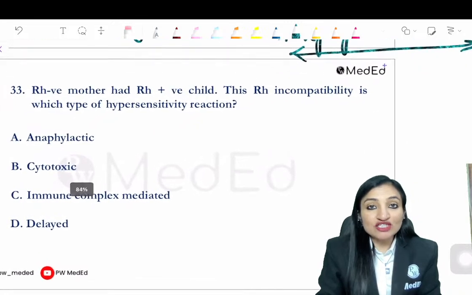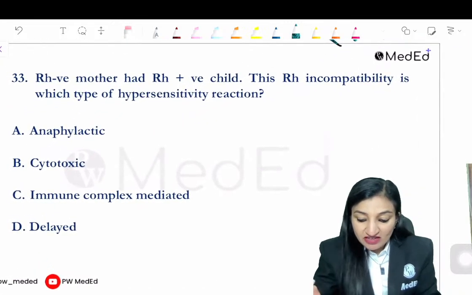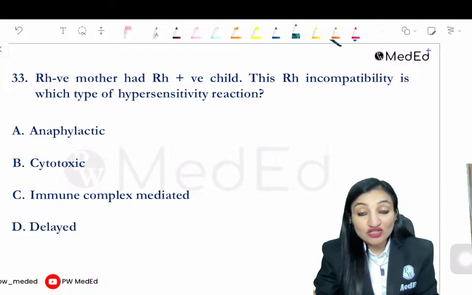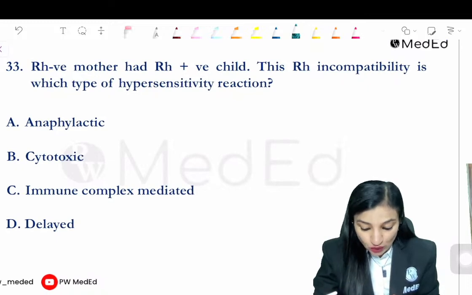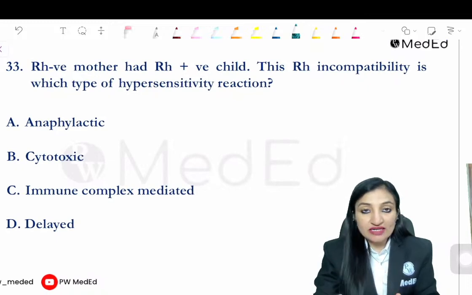All right, next question. An Rh negative mother had an Rh positive child. This Rh incompatibility is which kind of hypersensitivity reaction? Anaphylactic, cytotoxic, immune complex mediated, or delayed?